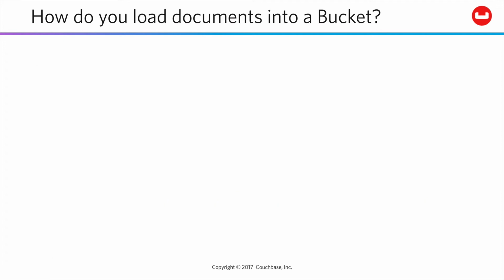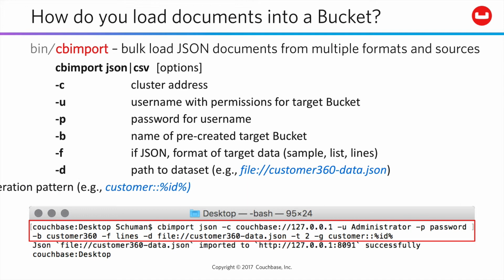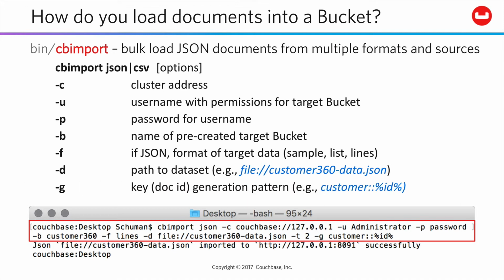Couchbase Enterprise Edition includes a powerful new tool called CB Import for bulk loading data into buckets. Data can be loaded from external JSON or CSV files in a variety of ways. Very helpfully, this tool lets you define document ID generation patterns based on data extracted from each document. Also, very helpfully, CB Import is wicked fast.